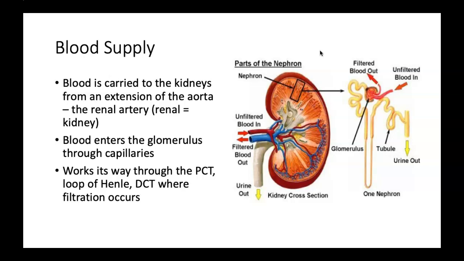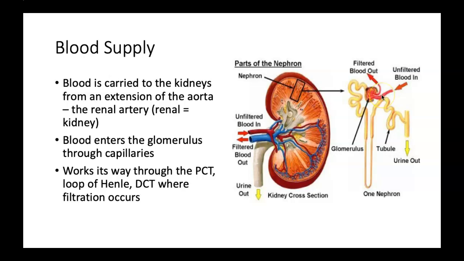Blood enters the glomerulus, which is a part of the nephron, right here. Blood enters the glomerulus through capillaries, and it works its way through the proximal convoluted tubule, down the loop of Henle, to the distal convoluted tubule where filtration occurs.